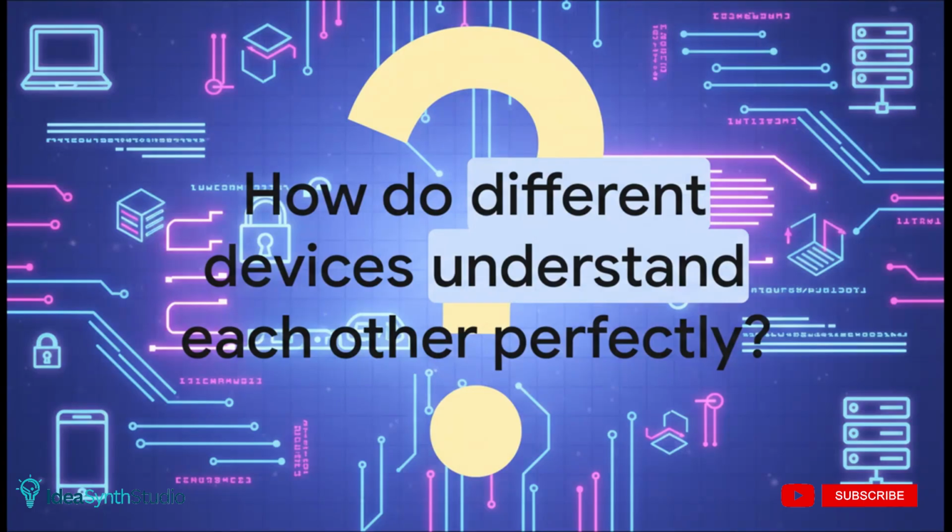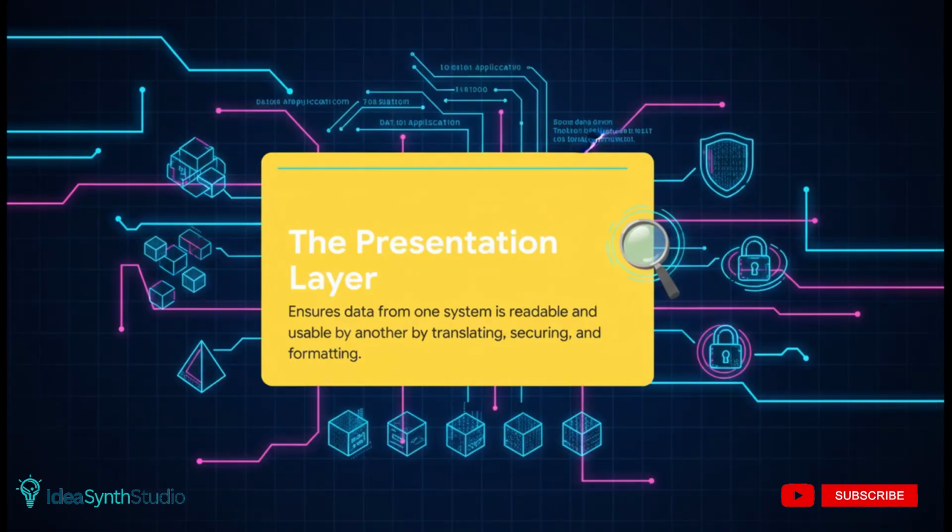And that's a really good question, isn't it? I mean, it seems like it should be impossible for so many different systems to communicate without constant glitches and errors. Well, it turns out they have a kind of universal translator working behind the scenes, and that's exactly what we're going to break down right now. So say hello to layer 6 of the OSI model, the presentation layer.